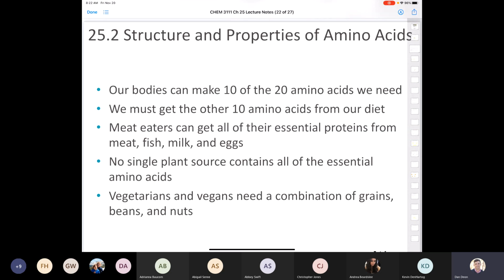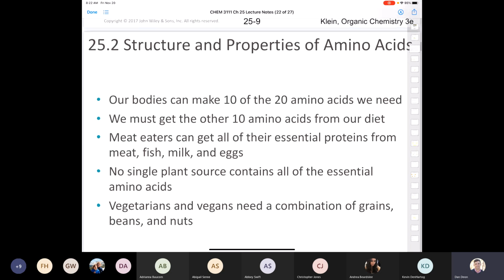We call the protein that comes from these kinds of foods complete protein because it has every amino acid that you need. Now, if you're a vegetarian, on the other hand, you have to be a little more careful because, as it says here, no single plant source contains all of the essential amino acids. So vegetarians and vegans need to have a combination of grains and beans and nuts.